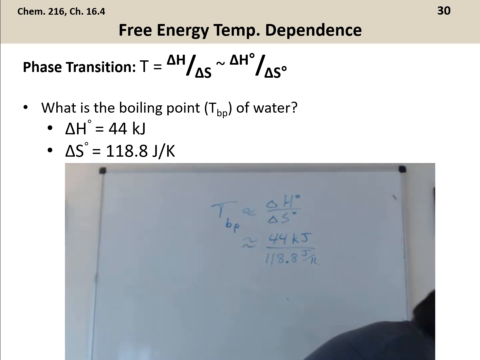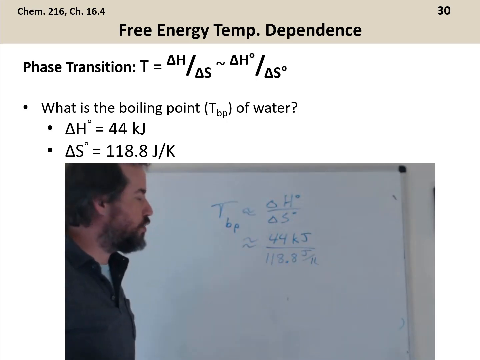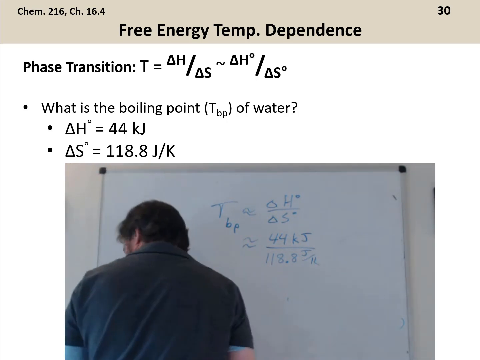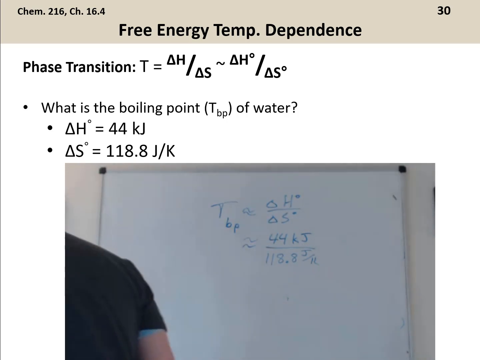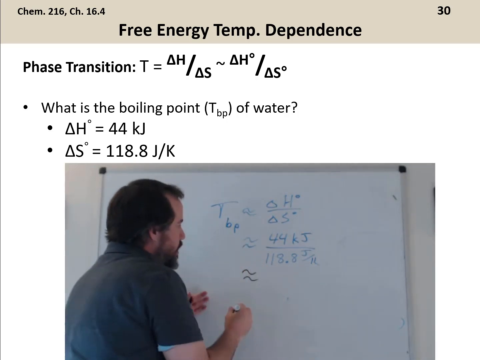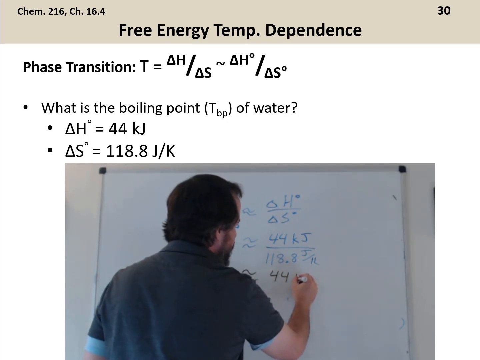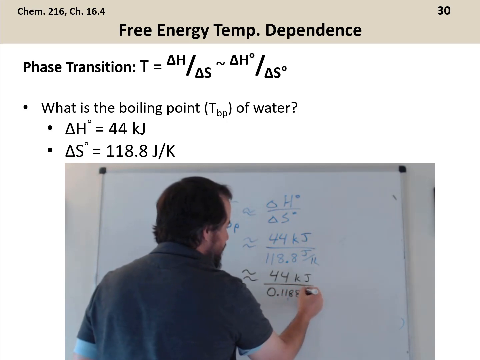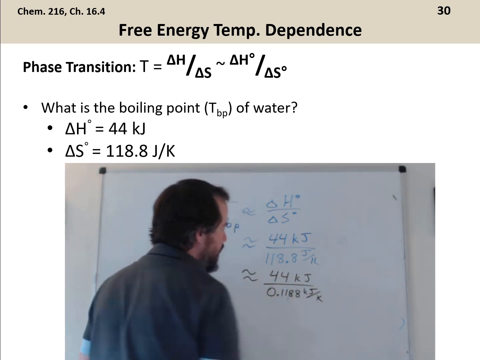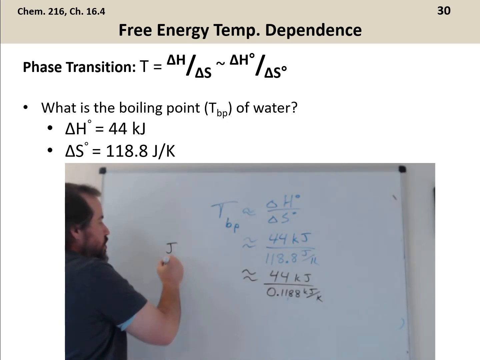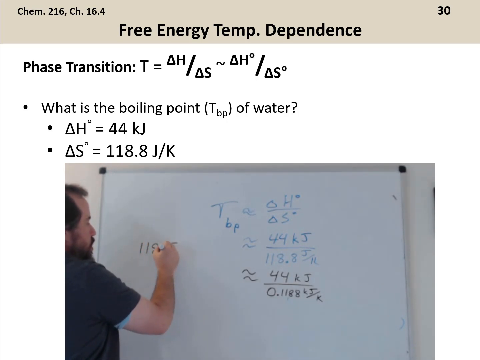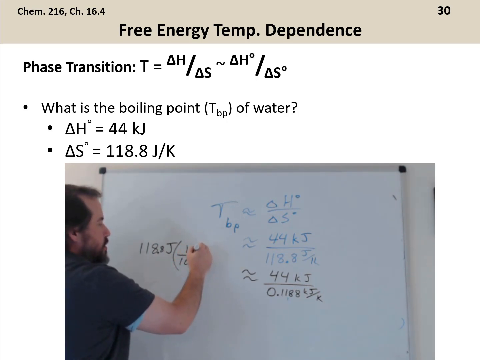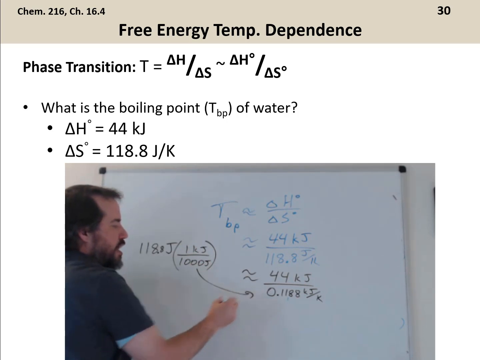Uh-oh, there's a problem. This is in kilojoules. This is in joules. So I need to go ahead and I need to convert. So I have 44 kilojoules. And right here, this is 0.1188 kilojoules per Kelvin. Again, remember to go from joules to kilojoules, I divide by 1,000. And that's how I got that.